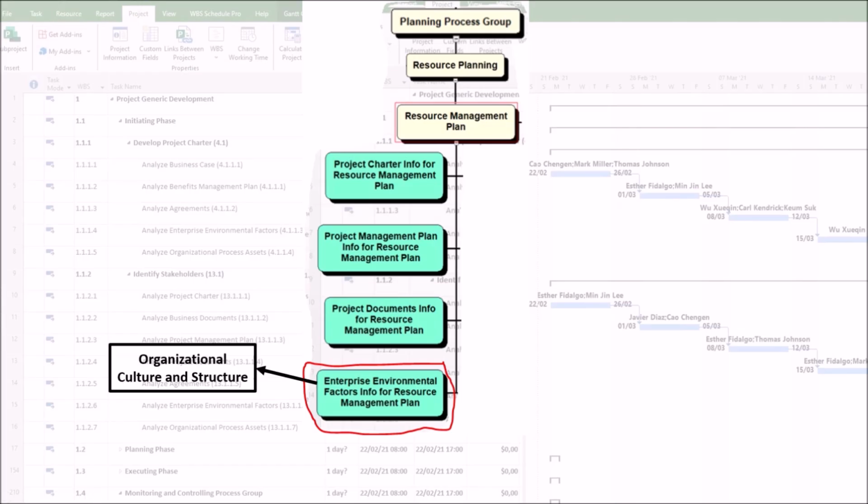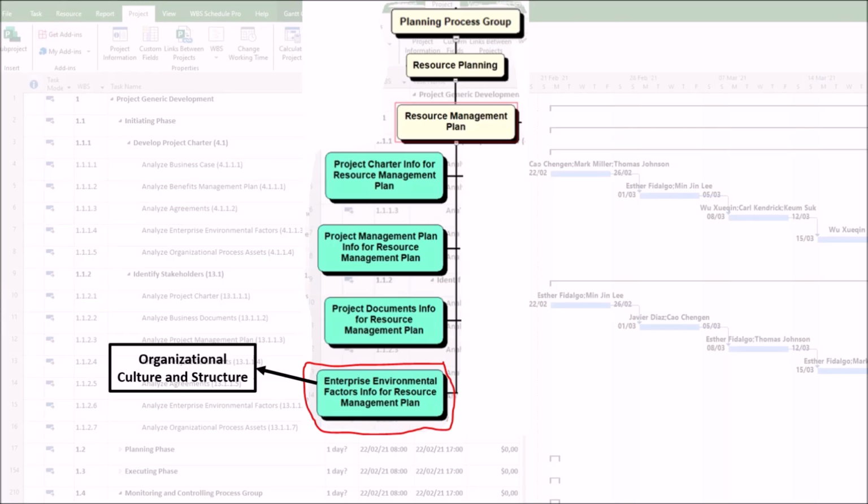1. Organizational culture and structure. This influence happens as follows. First, existing HR policies. Rules for hiring, firing, employee reviews, and disciplinary actions dictate how you can manage your team. Second, established processes and templates. The organization may have standard role descriptions, reporting formats, org charts, and team directories that you must use, saving time and ensuring consistency. Third, organizational structure, such as functional, matrix, or projectized.